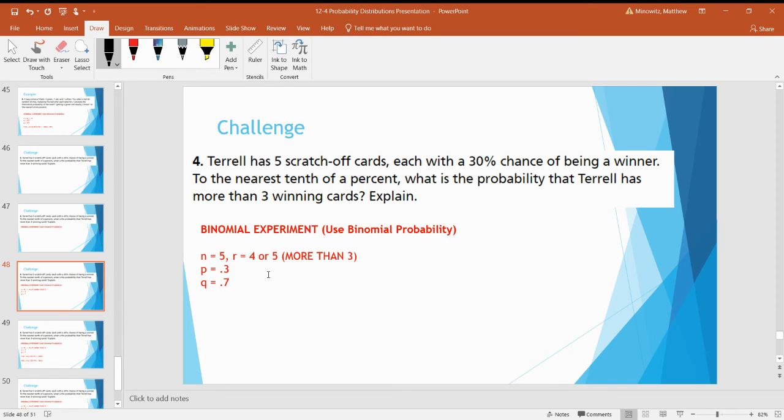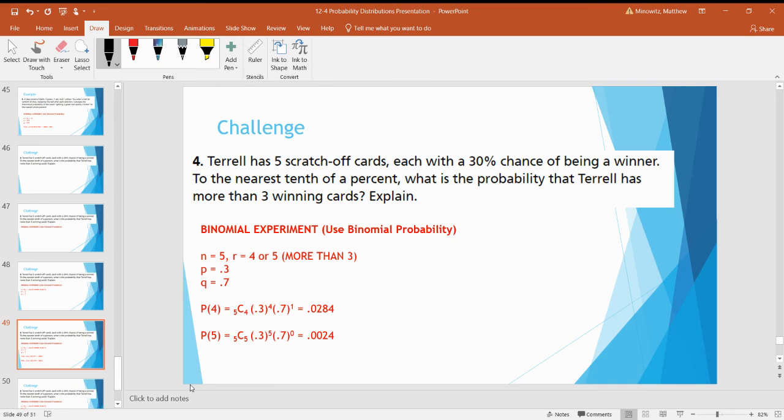So if you didn't do that, pause the video again, try it out from here. If that was the mistake, that's where the challenge was here. How do I deal with more than 3? There's no one formula that allows me to do 4 and 5 together. So I got to do 4, then I got to do 5 and find each probability, then we're going to add them.